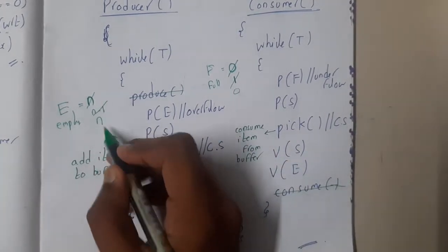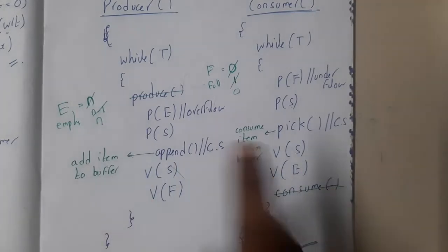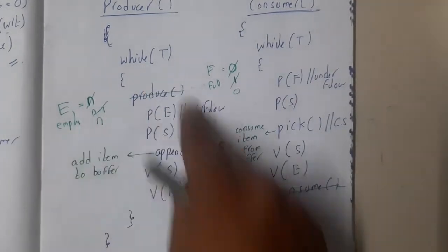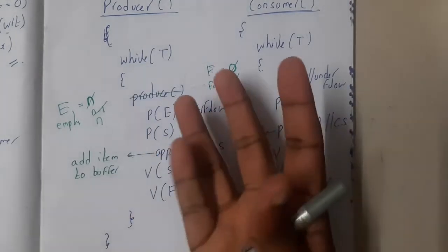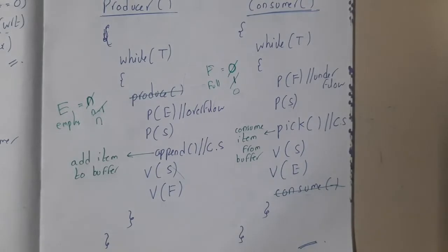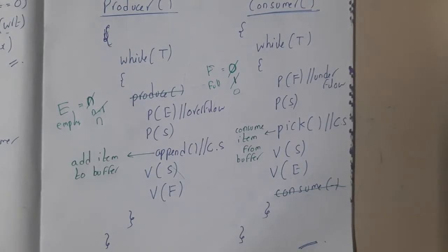So now it will become back to N. Got it? So it's working really good, right? He's producing, he's eating, in that way. If he wants to produce 100 items continuously, no. Once he reached 5 products, it will stop, like the N value. If the N value is 5, it will stop at 5. So this is the concept of a producer consumer problem, guys.